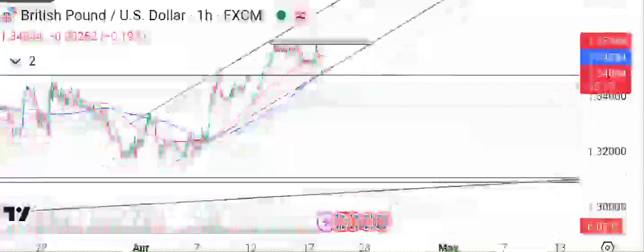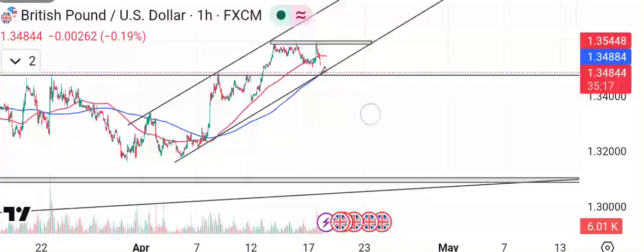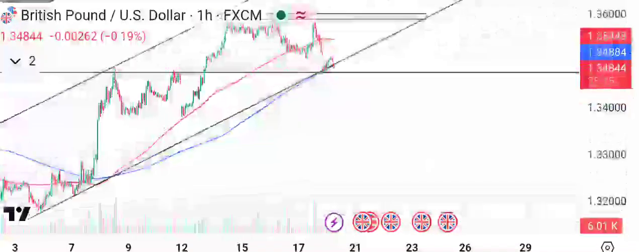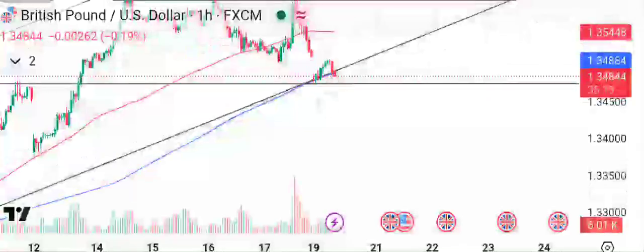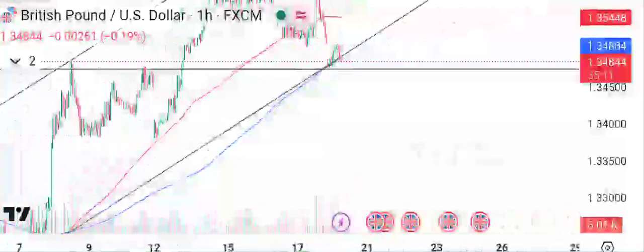Then if price invalidates this channel by breaking out and taking out this last low, which is here, I will go short. So that's the plan.